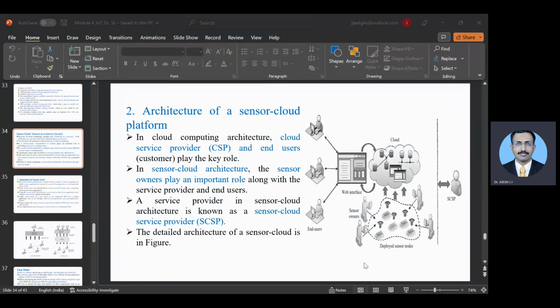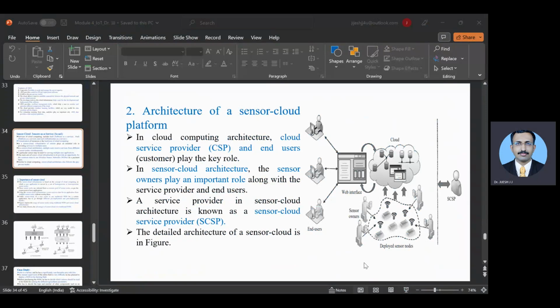So the end user can go ahead with whatever requirements there are, and he can use all the facilities provided by the pay and use method. The pay and use model is what he is going to adopt, and he is going to use the facilities by taking care of the sensor owners and the sensor cloud service providers. He is going to use the facilities as and when required.